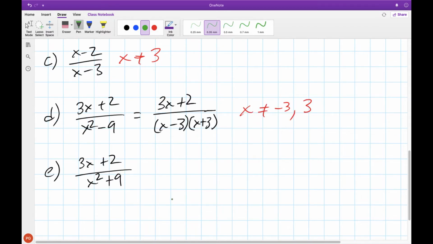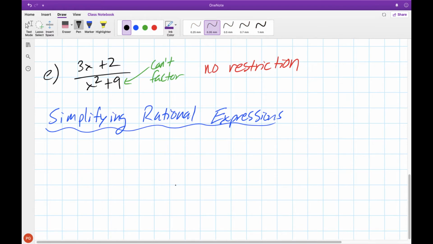For our last example here, again, we would want to try and factor our bottom, but notice we have a sum of squares here, and we can't factor it. Since we can't factor the bottom, there's no values of x that can make this bottom 0, so there's no restriction.